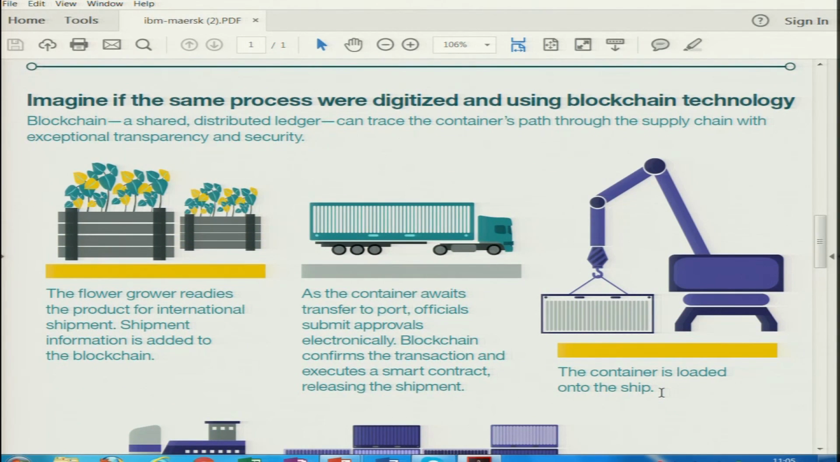Imagine the same process were digitized using blockchain technology. Blockchain, a shared distributed ledger, something we know already, can trace the container's path through the supply chain with exceptional transparency and security. Transparency because whenever anybody makes any change, it is visible to everyone. So, we know whether the change was valid or not. Security because only authorized parties are allowed to make a change, and once the transaction goes in, they cannot go back and change it. If they have made some mistake, they cannot correct it. Mistakes will show. That provides security, integrity to the data.